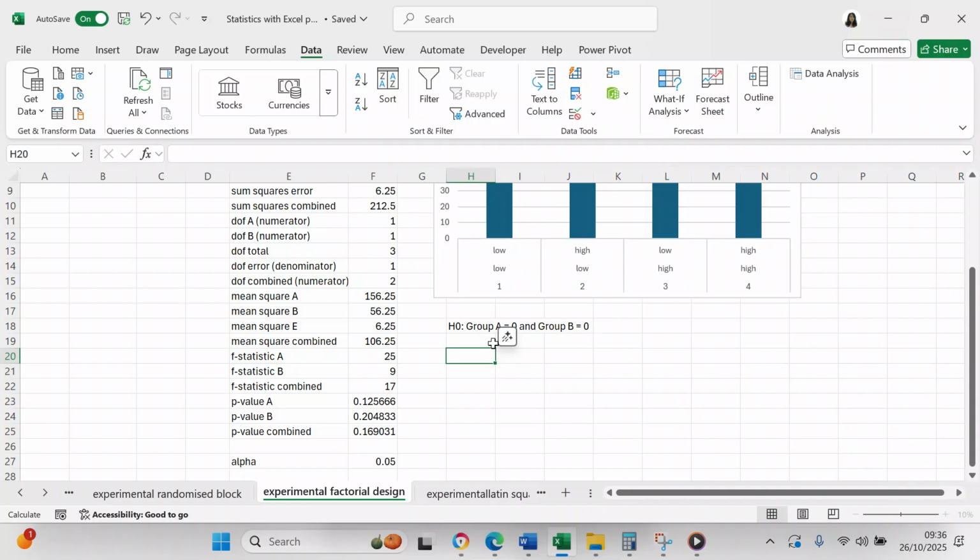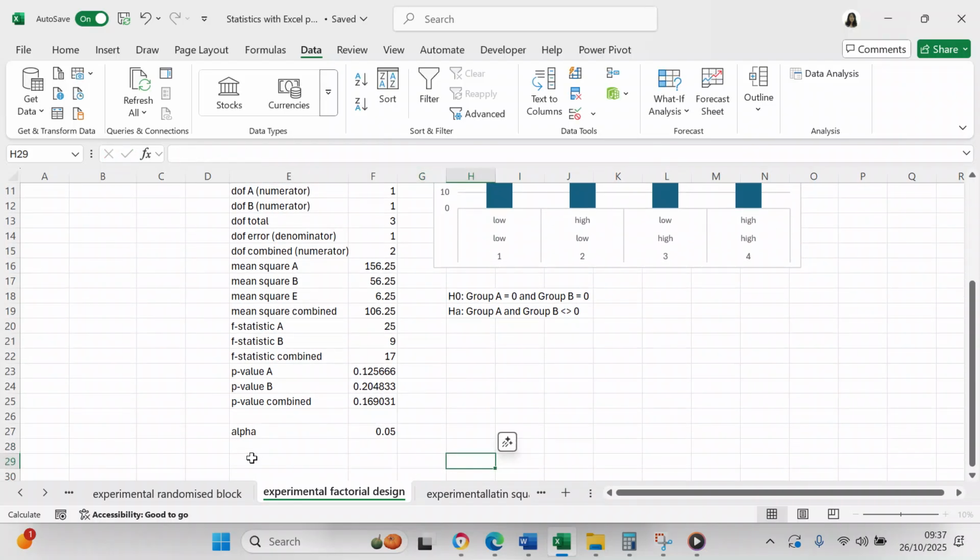And then we're going to say here HA, that's your alternate hypothesis. So we're going to say the alternate hypothesis is group A and group B does not equal 0. And then we're going to come over here, we're going to interpret it.